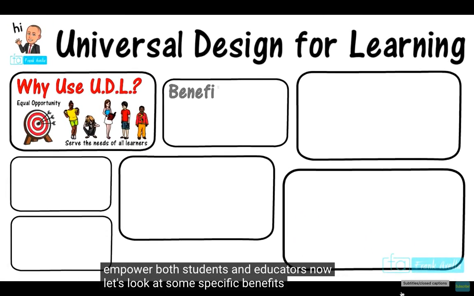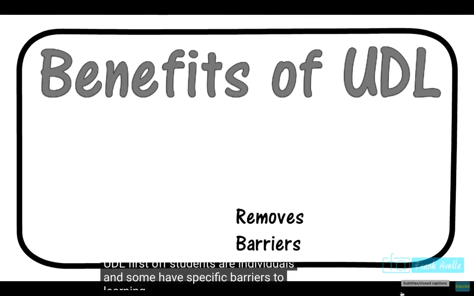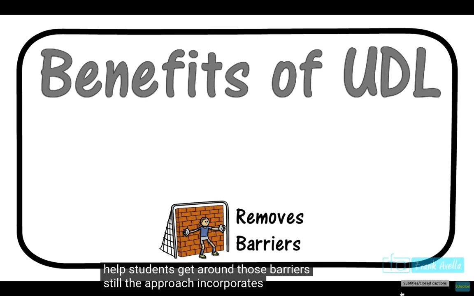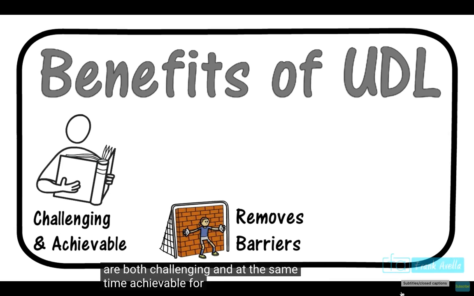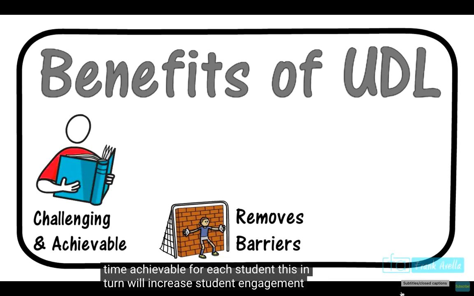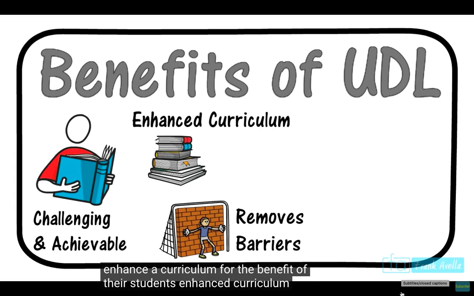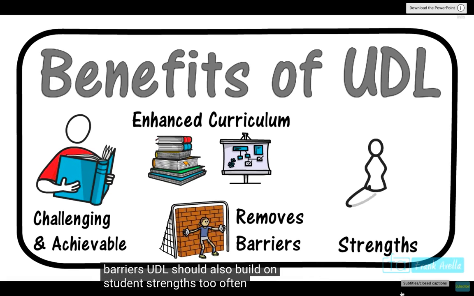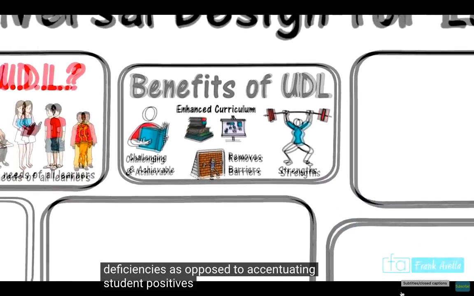Now, let's look at some specific benefits of UDL. First off, students are individuals, and some have specific barriers to learning. UDL curriculum designs aim to help students get around those barriers. Still, the approach incorporates assessments, lessons, and objectives that are both challenging and at the same time achievable for each student. This in turn will increase student engagement. Educators are empowered and able to enhance their curriculum for the benefit of their students. Enhanced curriculum includes new technology, exciting lessons, and added materials. Other than removing barriers, UDL should also build on student strength. Too often, educators spend all of their time focusing on deficiencies as opposed to accentuating student positives.